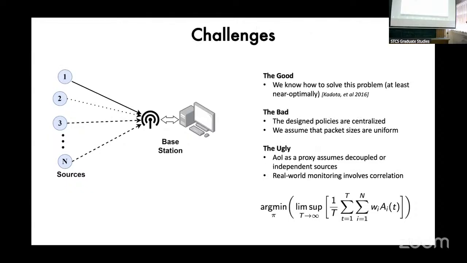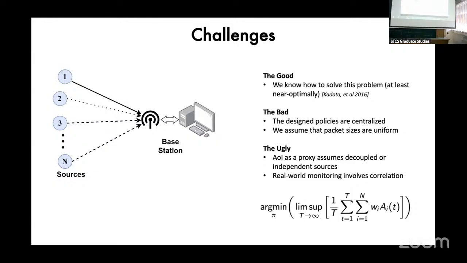So the good is we know how to solve this problem, at least near optimally, through Lyapunov and max weight-based techniques. This is what Igor Kadota and a bunch of other folks from Eytan's group solved in 2016. And the general idea is that you basically design a policy that looks like, choose the source that has the highest value of weight times age squared at any given point of time. This policy will perform very nicely, and it has nice provable properties, and you can do some analysis to show that it has nice provable properties. There are some problems with this.